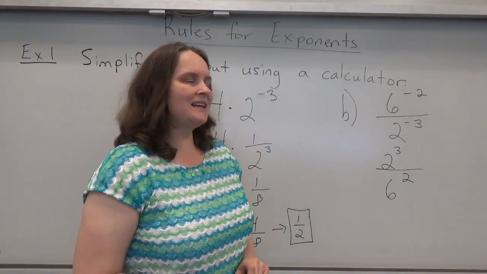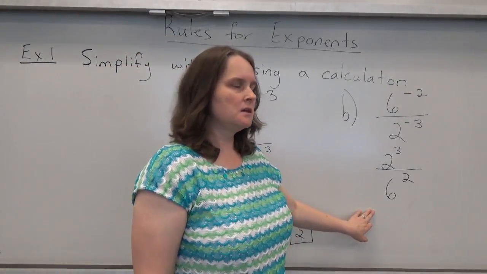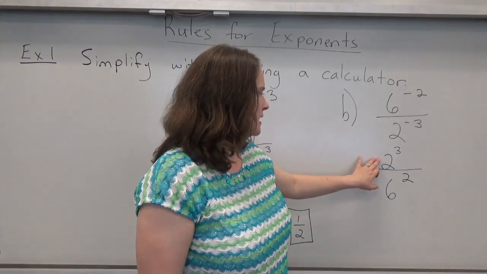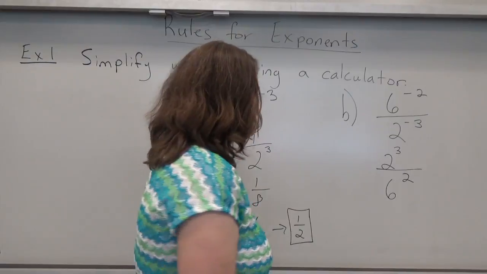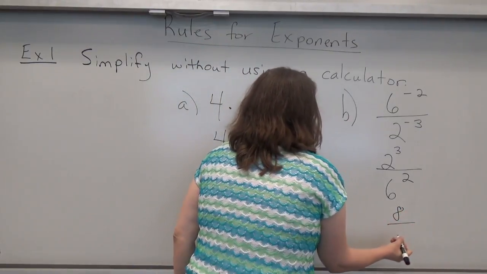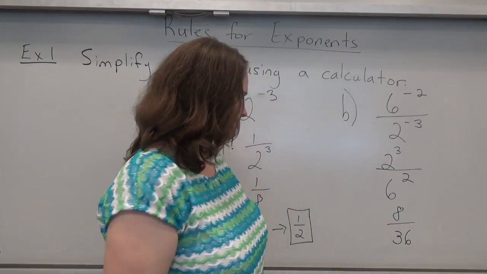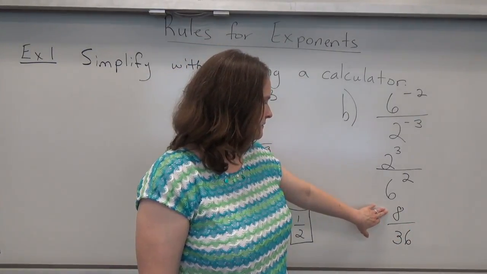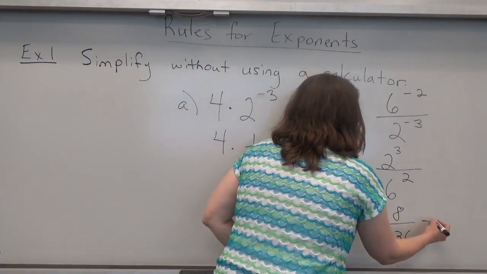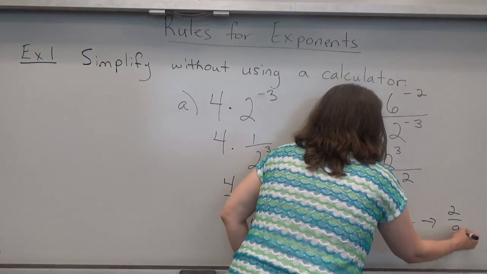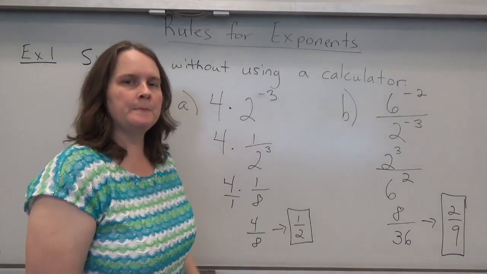I cannot apply a rule for exponents at this point because notice I have different bases. So I need to just go ahead and expand these out. 2 to the third is 8. 6 to the second is 36. And then this can be simplified by a factor of 4. So that becomes 2 over 9. I keep running out of space at the very end. So my answer is 2/9 for part B.